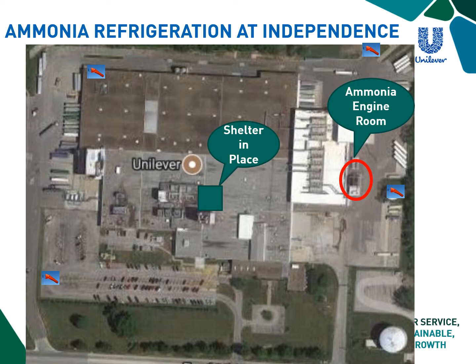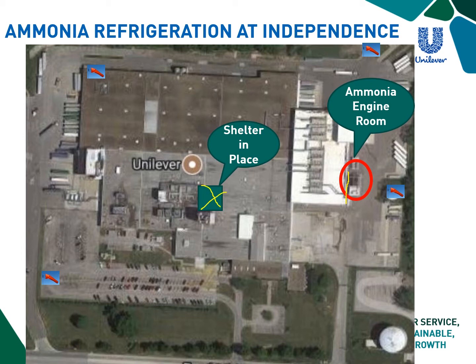This satellite view of our plant shows you exactly where the ammonia engine room is located. Actually, where I'm going to be drawing this line, there is about a 10 to 20 foot separation between the ammonia engine room and the actual pack hall. So as I said before, no ammonia would enter our main production building.